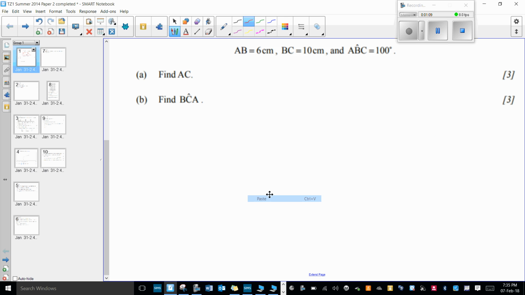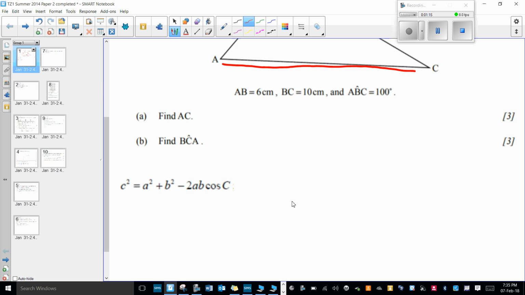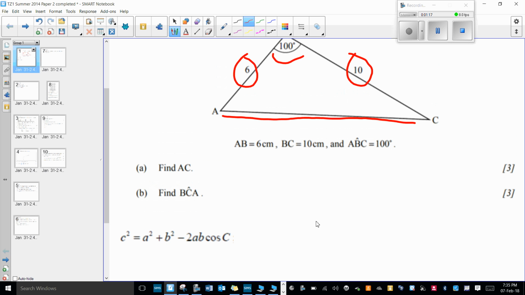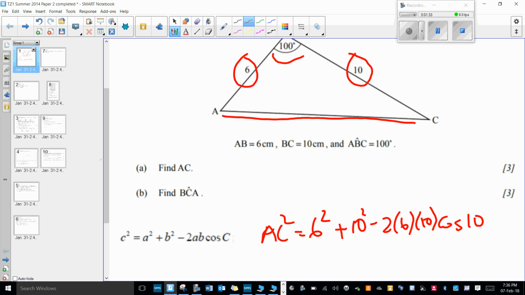Okay, so we've got, oh, I can't see the numbers now. So we can say that AC squared equals 6 squared plus 10 squared minus 2 times 6 times 10 cos 100. Okay, chuck that in our calculator.